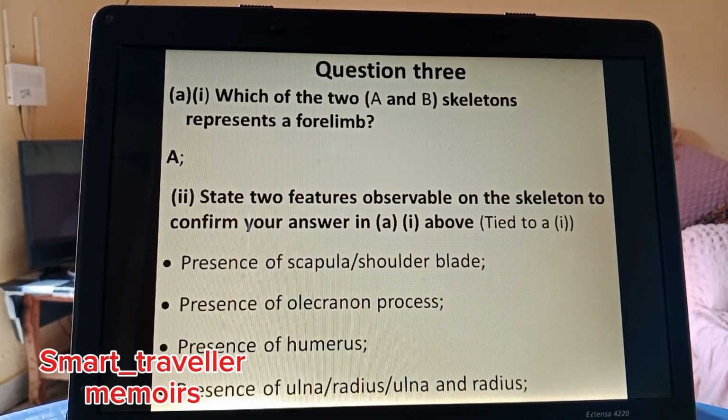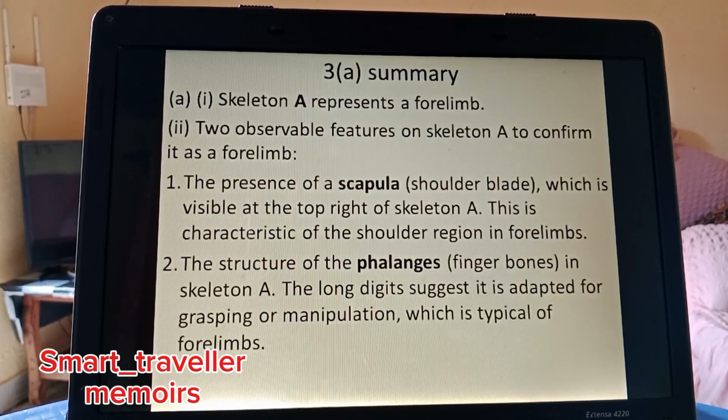Question 3. Which of the two skeletons, A and B, represents a forelimb? 3a. State two features observable on the skeletons to confirm your answer in 3a above. Presence of scapula or shoulder blade, presence of olecranon process, presence of humerus, presence of ulna, radius. You can mention any of those.